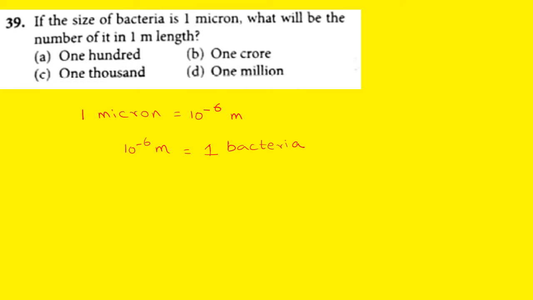So in 1 meter length, how many bacteria can accommodate? So take this 10 power minus 6 to the other side. So we'll get 10 power 6. 10 power 6 is nothing but 1 million. So the answer is 1 million. Option D is the correct answer.